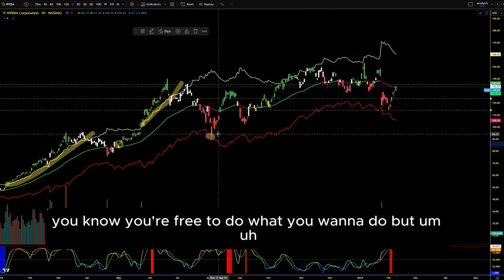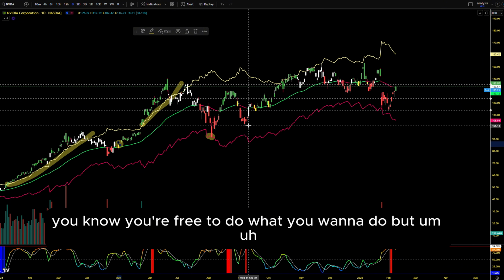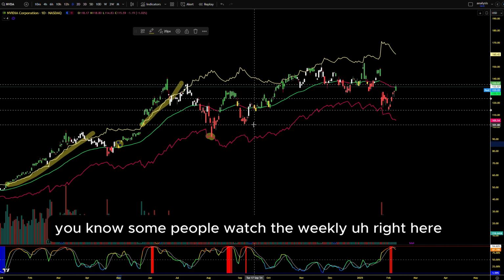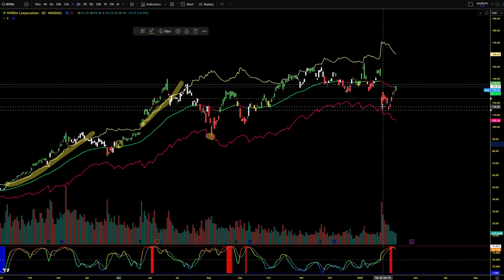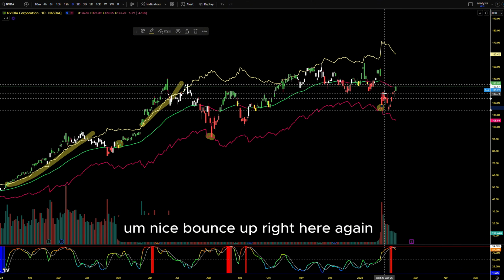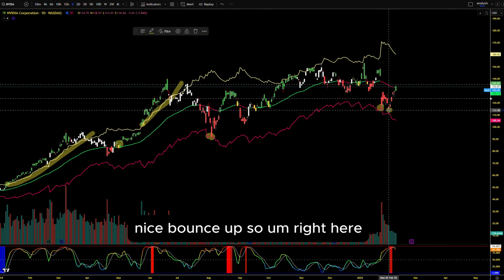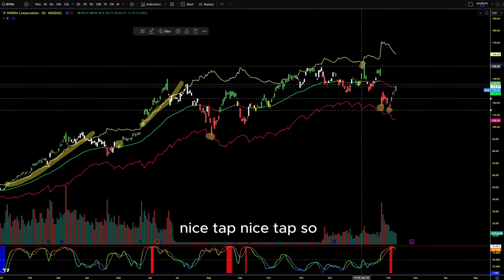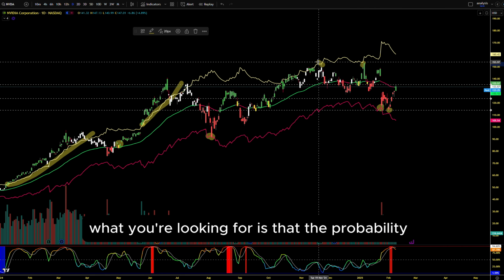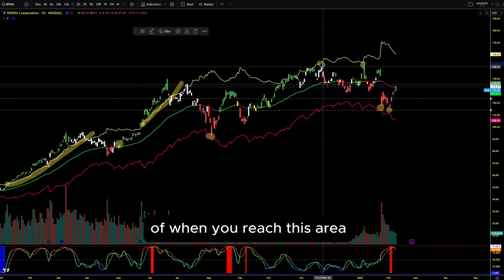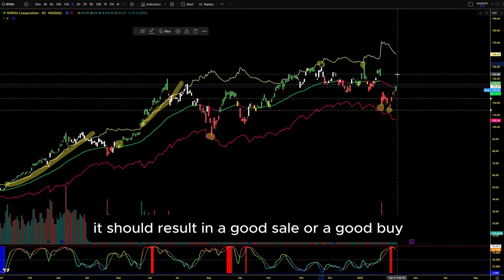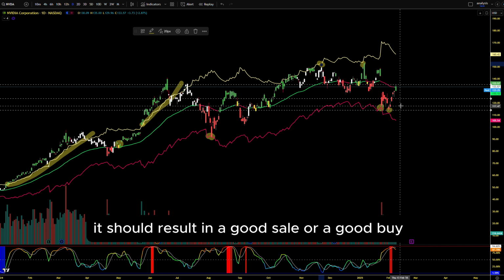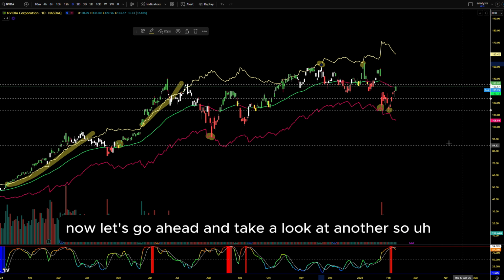You're free to do what you want to do, but some people watch the weekly. Right here, nice bounce up. Right here, again, nice bounce up. So right here, nice tap, nice tap. So what you're looking for is the probability that when you reach this area, it should result in a good sell or a good buy. Now let's go ahead and take a look at another.